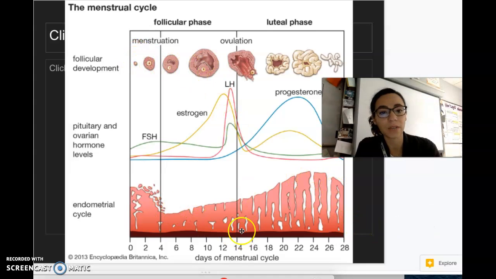Okay, so all of this kind of coincides with the maturation and release of the egg, right? So we've got the maturation of the follicle, all these little support cells helping the little egg, which releases it during ovulation. We've got that corpus luteum that helps to increase the progesterone. All these other hormones are helping to release the egg during ovulation.